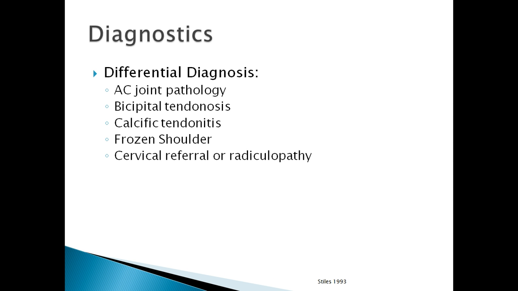Some other conditions that can result in similar pain patterns as rotator cuff pathology include the following: AC joint pathology, bicipital tendinosis, calcific tendinitis, frozen shoulder, and cervical referral or radiculopathy. It's important to keep these conditions in mind as we evaluate a patient with shoulder or arm pain, as the management for each of the conditions will differ greatly.